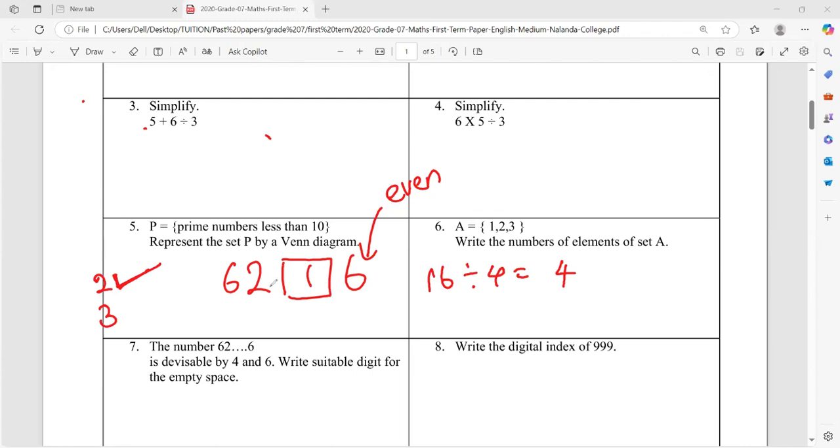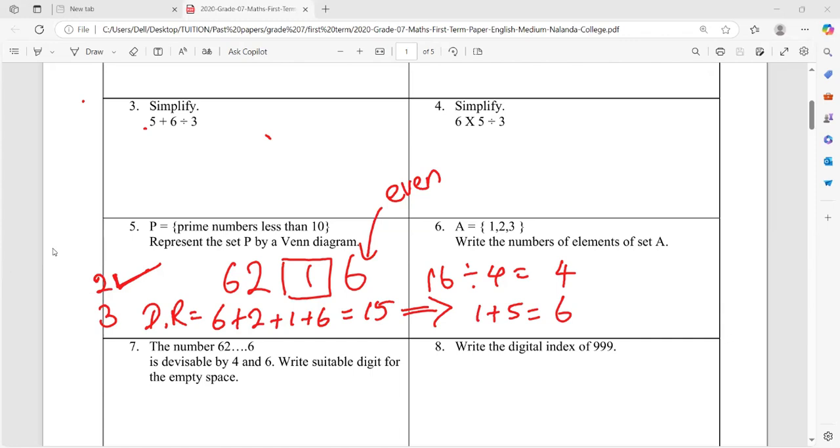So let's take the digital root. That means 6 plus 2 plus 1 plus 6. Then 6 plus 6 is 12. 12 plus 3 is 15. Then you take 1 plus 5, which is equal to 6. Now, the digital root is equal to 6. Therefore, it is divisible by 3.